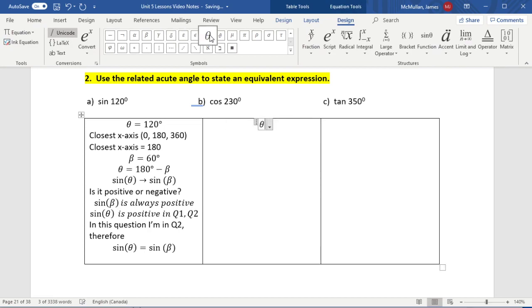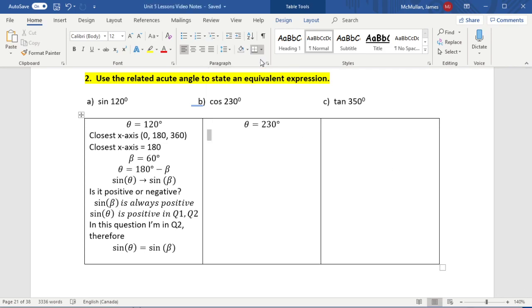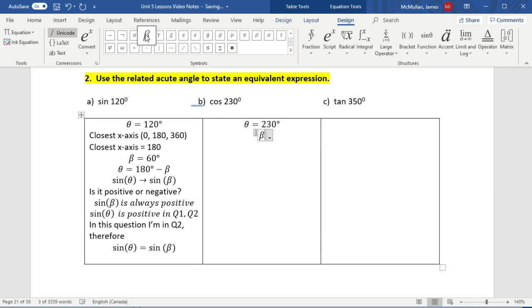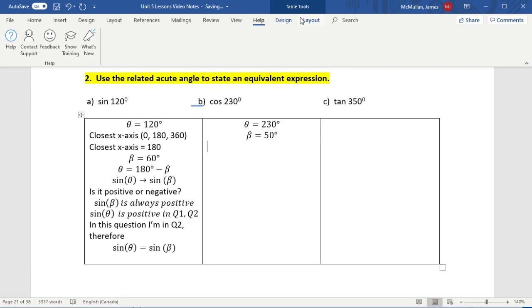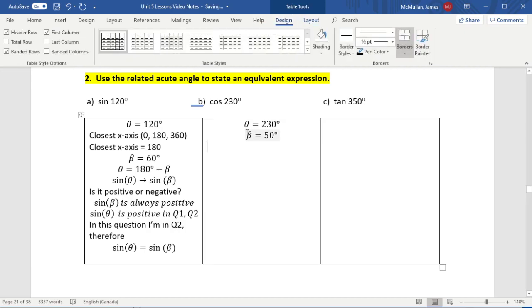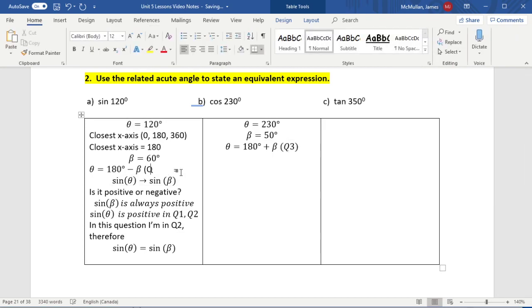Okay? So again, same idea. Let's start with theta equal to 230 degrees. The closest x-axis would be 180 again. And therefore, beta is how far away we are from 180, which you should be able to see is 50 degrees. We'll just write in brackets, in quadrant 3, you have this relationship. Theta equals 180 plus beta. No, not gamma, beta.